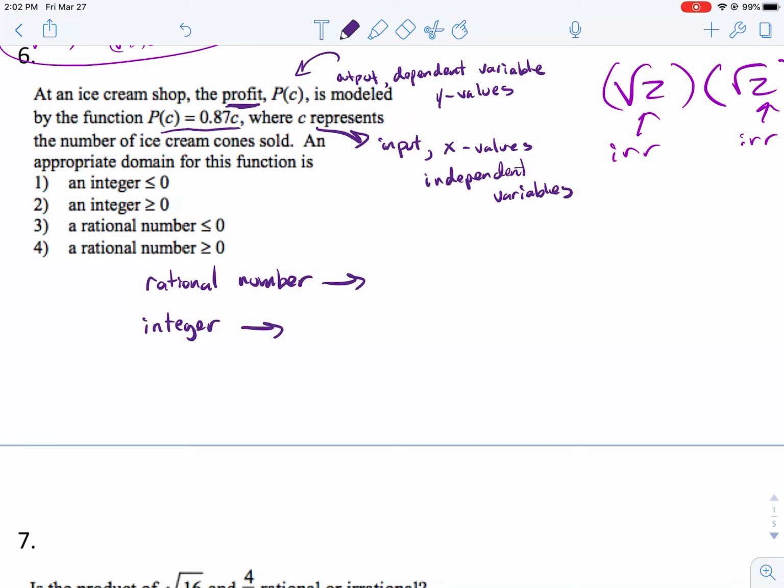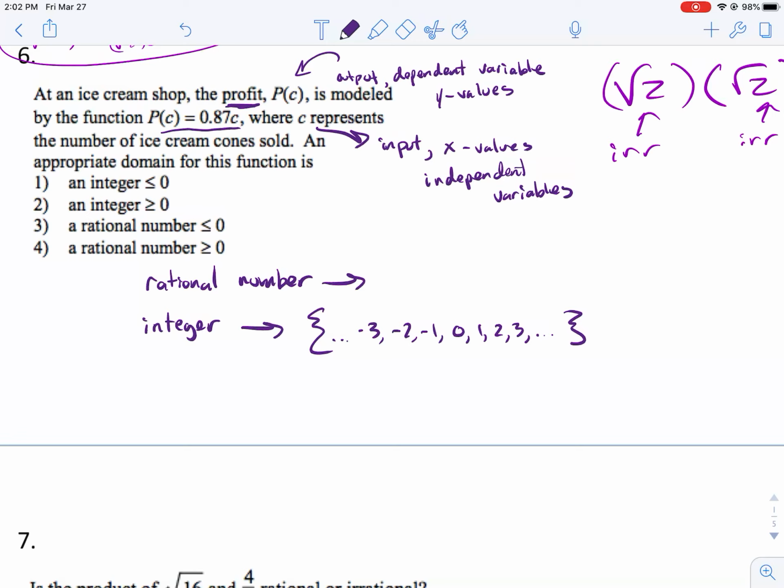Let's talk about the integers first. It's pretty much all your whole numbers ranging from negative infinity to infinity. So there's no decimals. They're all whole numbers, but they range from negative infinity to infinity, so they go on forever.